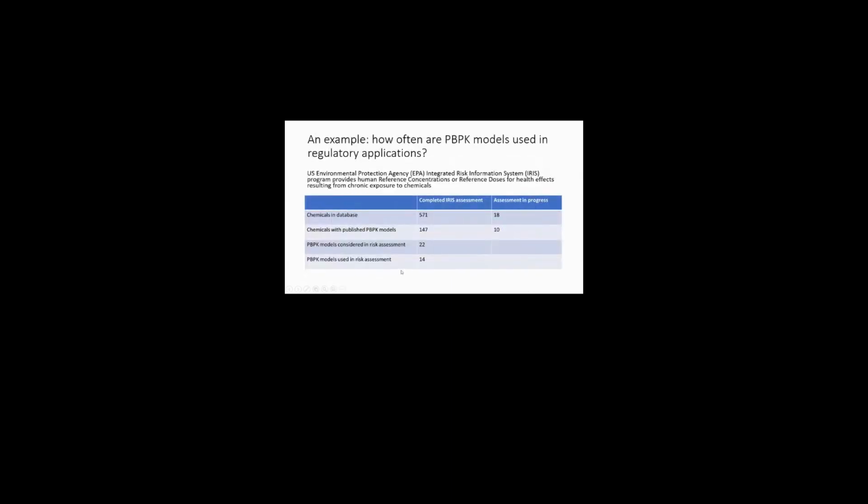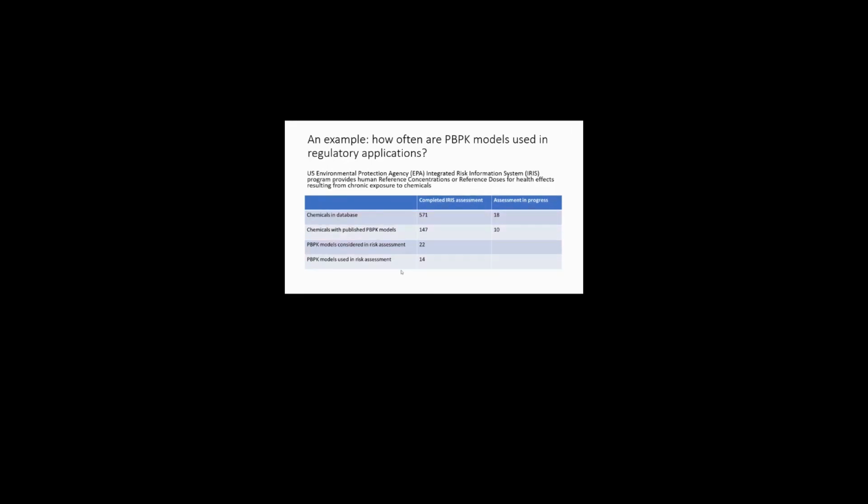Okay, and next I want to use the EPA's Integrated Risk Information System, IRIS program, as an example to see how often PBPK models are used to support regulatory risk assessment, even though there are more than 1,000 publications out there. A brief background on the IRIS program: this program derives human reference values for health effects resulting from chronic or lifetime exposure to chemicals. There are two types of reference values. Reference concentration is an estimate of continuous inhalation exposure to the human population, including sensitive subgroups, that is likely to be without appreciable risk during a lifetime.